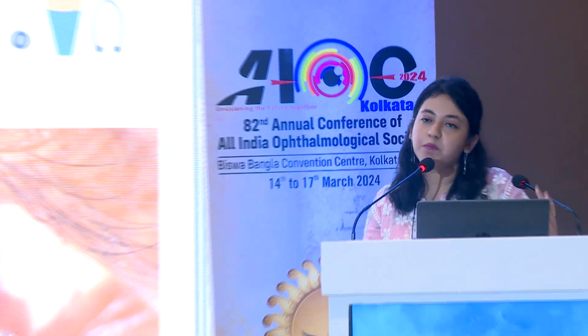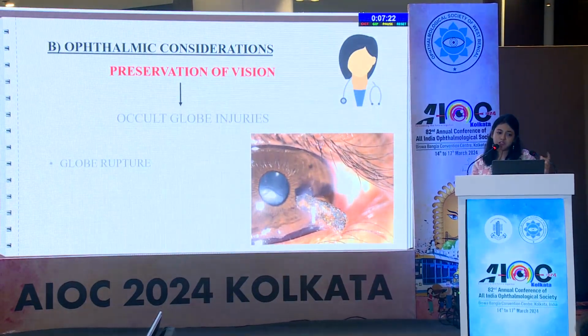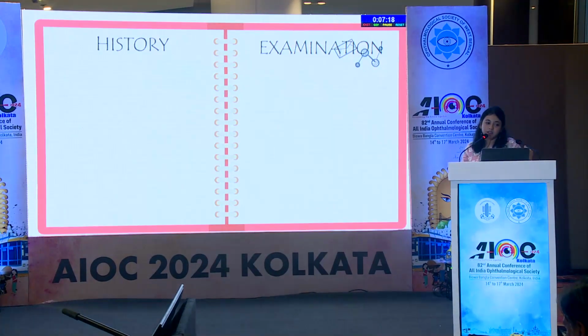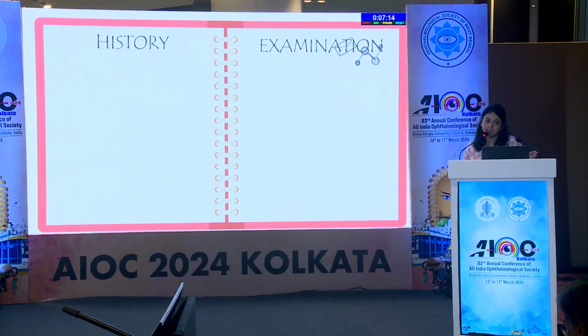Secondly, we look at the ophthalmic part of it. Our first and foremost aim of rehabilitating a patient is preservation of vision rather than cosmesis. So the most important thing is to rule out globe ruptures and occult globe injuries. Once all of this has been ruled out, now we can focus on the lid laceration.